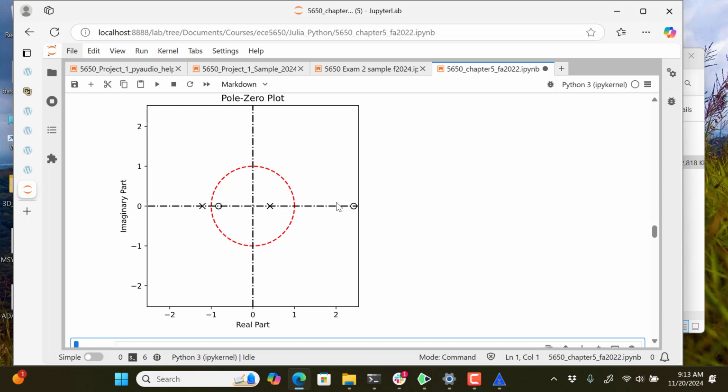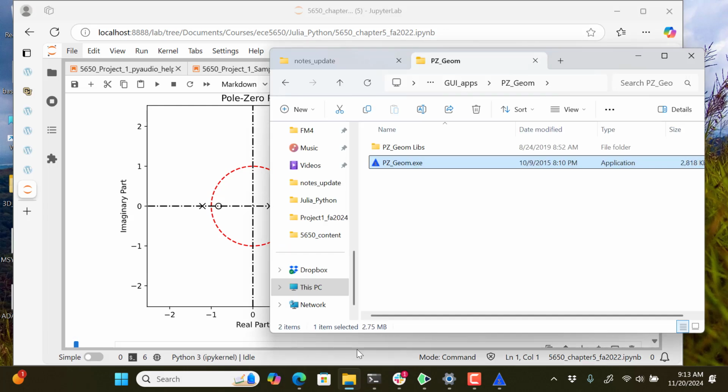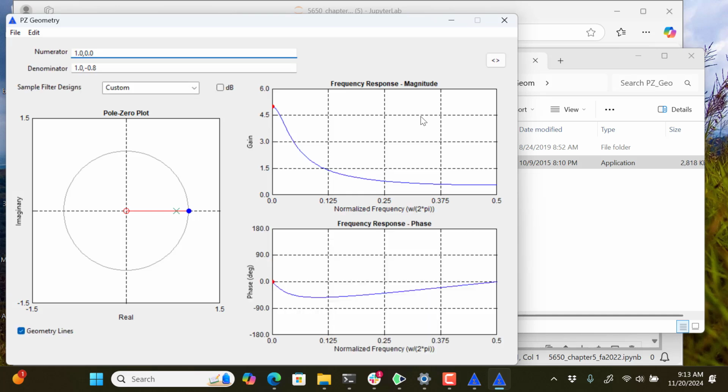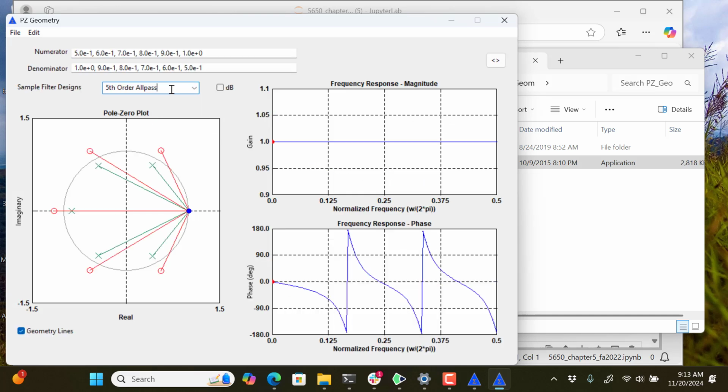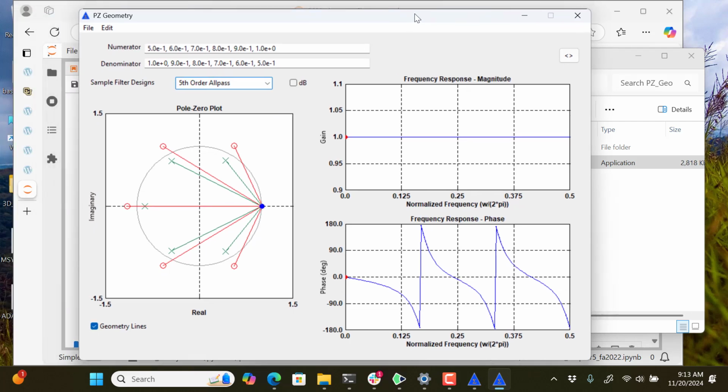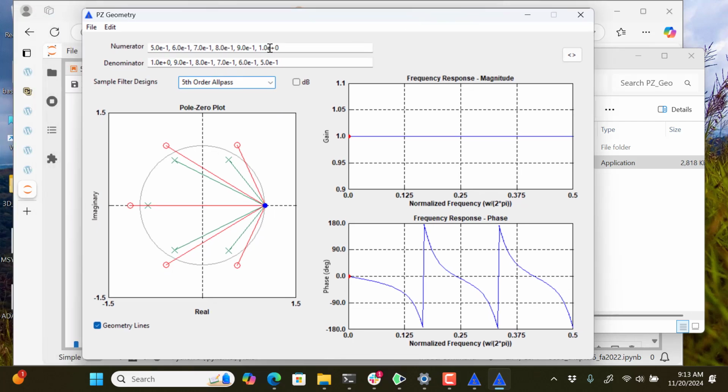And we looked at the pole zero geometry thing earlier. We saw that as well. I guess I'll bring that up again since I didn't really study that one because it was crashing on me. There we go. So these coefficients, you can see in this example, are running in the opposite order. And then here's the gain.